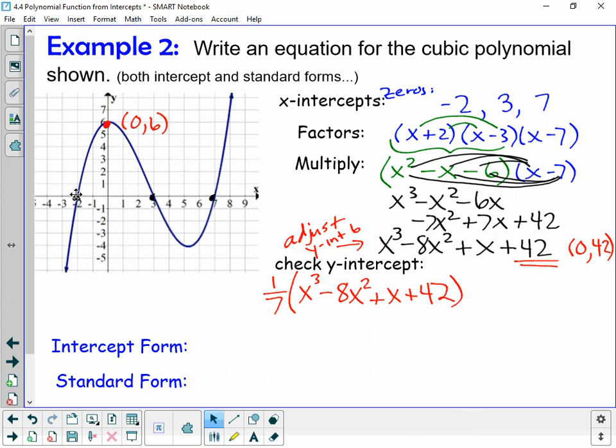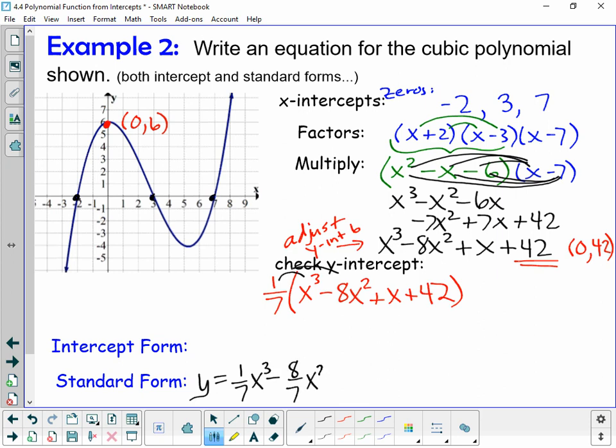And it is proper that you would want to distribute that. So the standard form of our equation, if we distribute that 1/7, would be 1/7 x to the third, 8/7 x squared. Don't make that hard. If it doesn't divide evenly by 7, just leave it in as an improper fraction there, as an 8/7. And then we would have 1/7 x. Again, it's fine to leave that coefficient in fraction form.